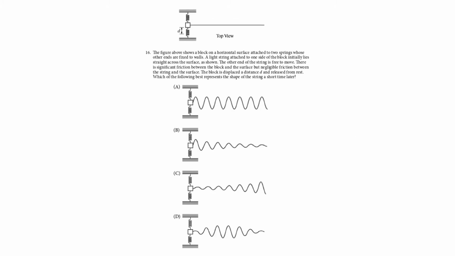The figure shows a block on a horizontal surface with two springs whose other ends are fixed to a wall. The light spring is attached to one side of the block, and initially lies straight on the surface. As shown, the other end is free to move. There's significant friction between the block and the surface, but negligible friction between the string and the surface. All right, so this is friction in this area here, but the string is doing whatever it feels like.